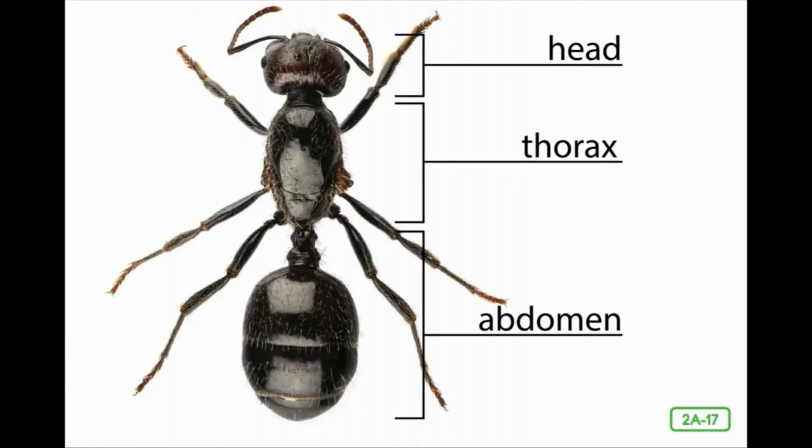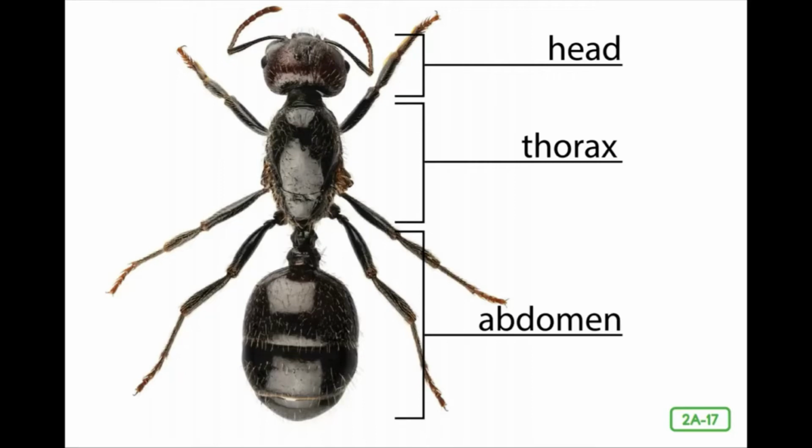So what makes an insect an insect? Well, it has 3 body parts: the head, the thorax, and the abdomen. It also has 6 legs, and most insects have wings. But that's not all. All insects are invertebrates, meaning that they have no backbones.